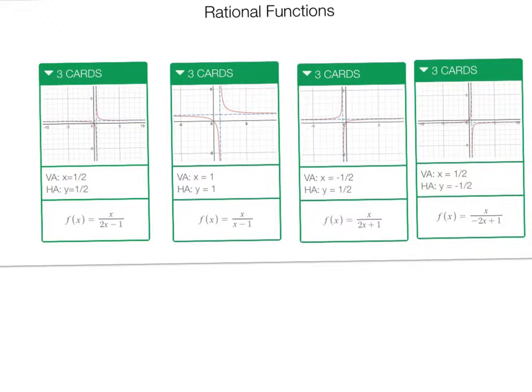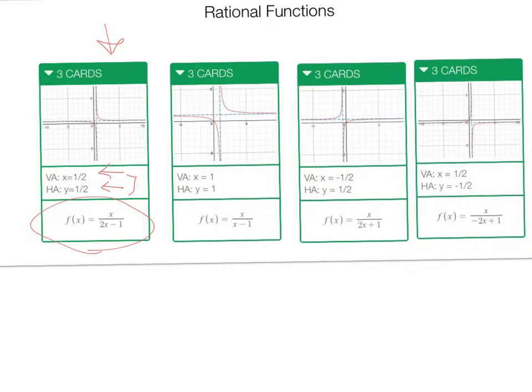Hopefully when you completed the Desmos activity, you ended up with cards that look like this. So how do we get these? Well, looking at this first graph, we can see that the vertical asymptote, the blue line, is definitely at x equals a half. And we can see that the horizontal asymptote is also at y equals a half. Now, the connection we need to be able to make is how do we get those asymptotes from this equation?